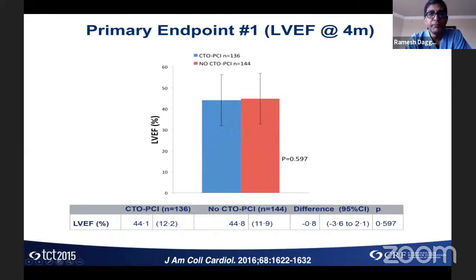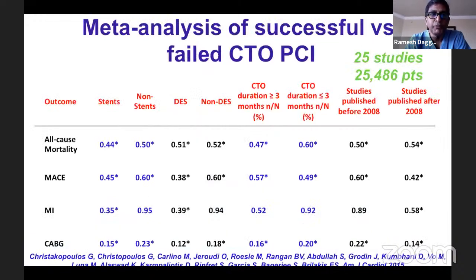Ejection fraction improvement unfortunately cannot be shown; these are the smaller clinical studies which have shown that even after a successful CTO PCI, EF has still not improved. There is a meta-analysis of successful versus failed CTO PCI. All-cause mortality is less than 1%, and several studies before and after 2008 show it is still less than 0.4%. Major adverse cardiac events are also less than 1%.